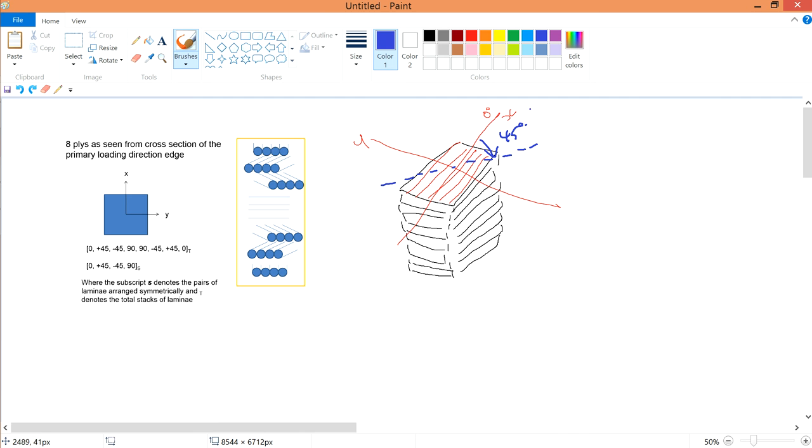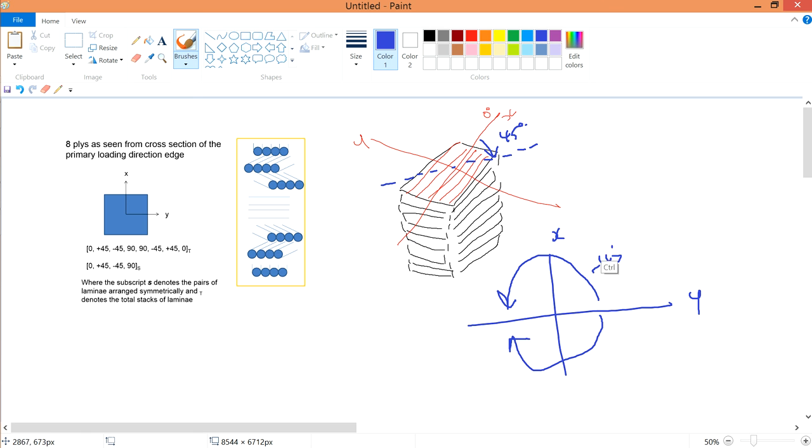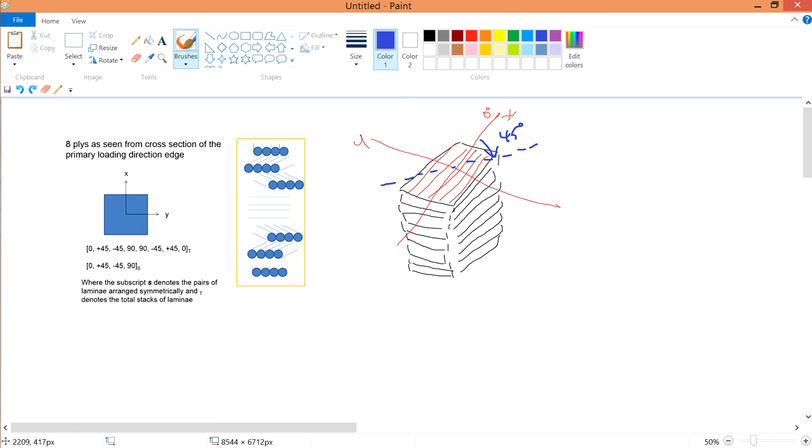Another thing to take note of: if you go clockwise, if I take a look down at this angle, this is my x, this is my y, and it's going in this direction, this is clockwise, so it's a positive value. Clockwise is positive 45 degrees, just like in math. If it's going anti-clockwise, then it's negative values. It's the same as any conventional angle question.